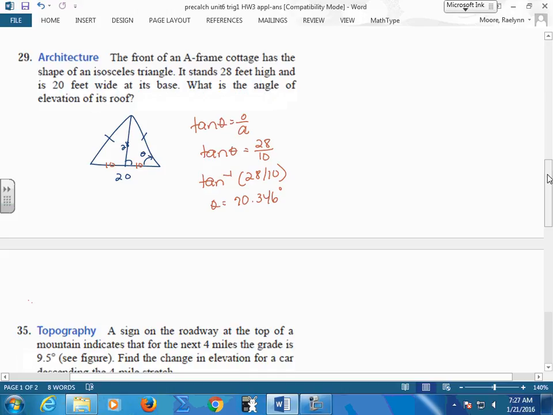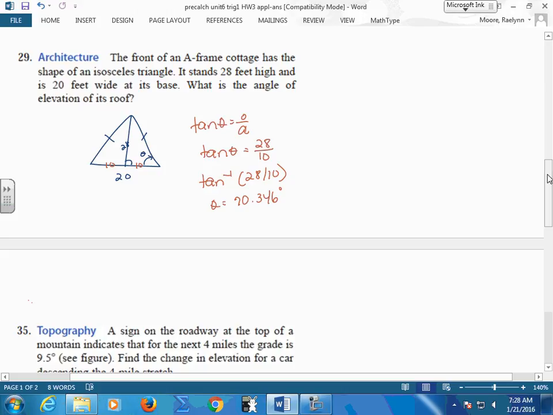Okay. Then you had to draw this kind of an A-frame thing. Make an A. Make the sides across the triangle. It stands 28 feet high. There's the height. And it has a base of 20. So it cuts the base in half. Because it's the same on both sides, it says isosceles triangle. The base angles are also the same.